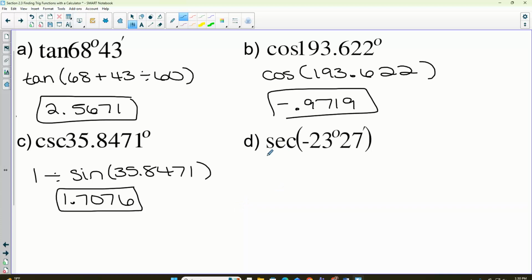So how would I type in secant? Take 1 divided by cosine. Good. Now this one is a little bit tricky because of the negative. You have two options. You can do the negative and then another parenthesis where we do the degrees and minutes, or you could just recognize that negative goes to both the degrees and the minutes. So they're saying both of them are negative, so negative 0.3 minus 27 over 60.